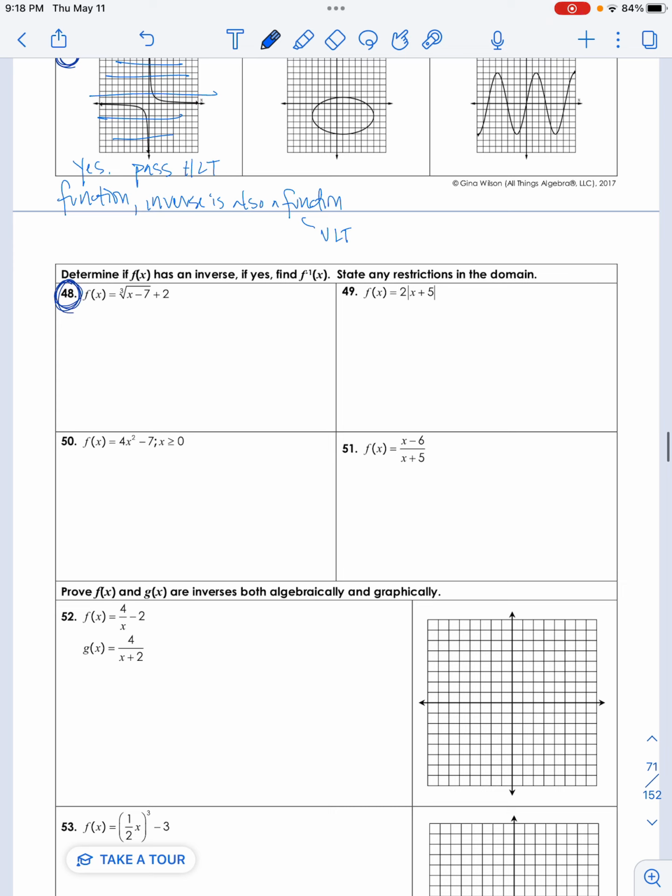Last one here. I'm going to see if it has an inverse and then find it. Well, I take y equals the cube root of x minus 7 plus 2. The first thing I do is switch x and y. It's x equals the cube root of y minus 7 plus 2, and then I solve for the new y value. That's a cube root, so I'm going to cube both sides. So I get x minus 2 cubed equals y minus 7. And so our new inverse function is x minus 2 cubed plus 7.